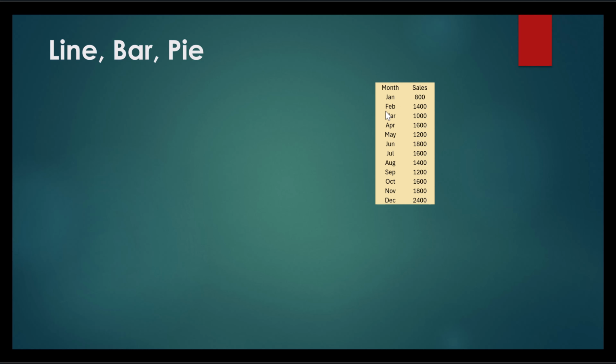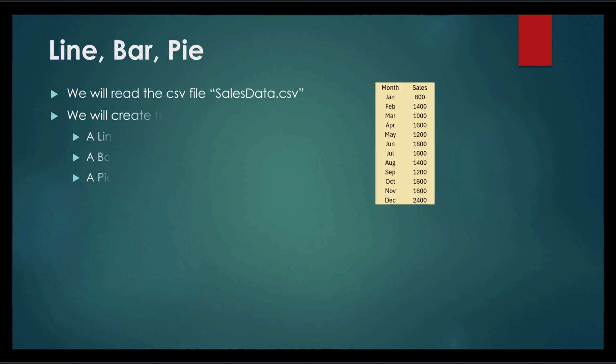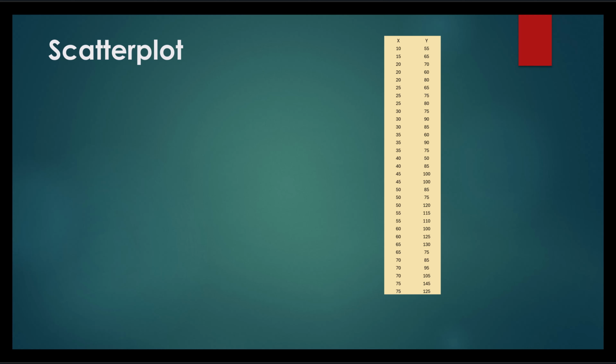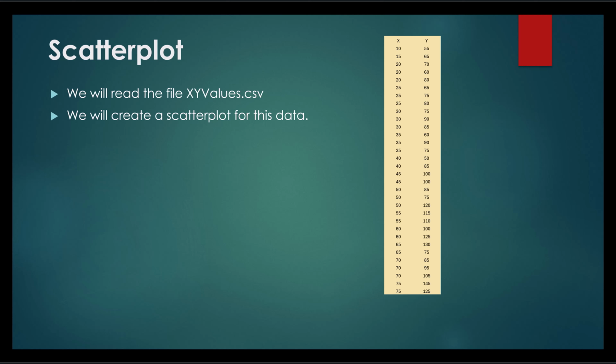So we have a CSV file like this called salesdata.csv. We will first read this CSV file, and for the data read, we will create a line chart, a bar chart, and a pie chart. Similarly, we have a file called xyvalues.csv. The data looks like this. So we will first read this data file, and then we will create a scatter plot for this data. So let's move to Spyder.